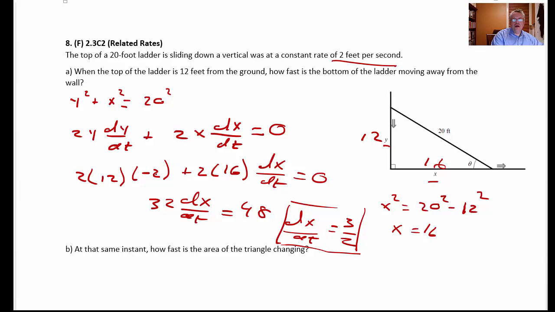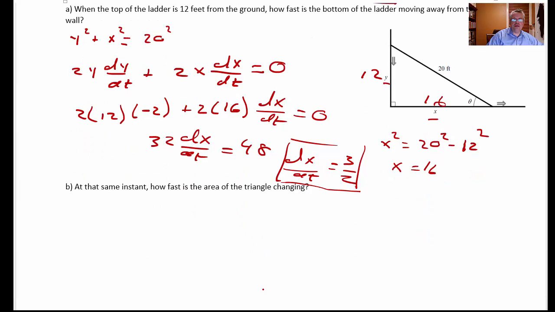Okay, so kind of important here, this -2. Y is decreasing, so that has to be negative. X is increasing, so it should end up positive, and it did. All right, at the same instant, how fast is the area of the triangle changing?